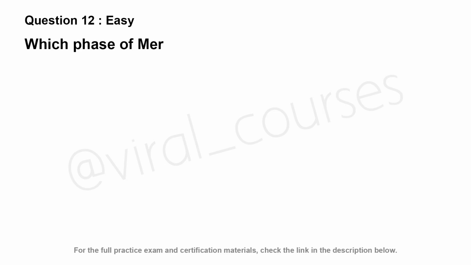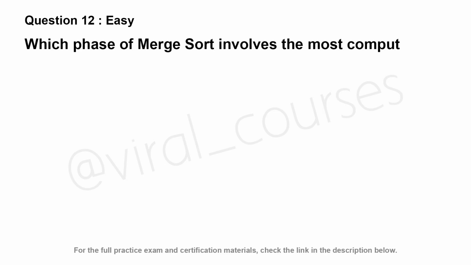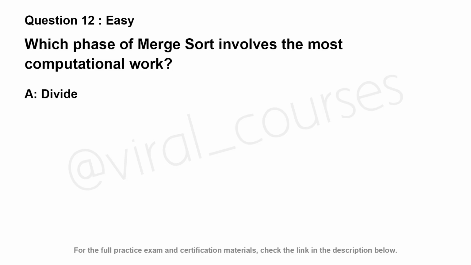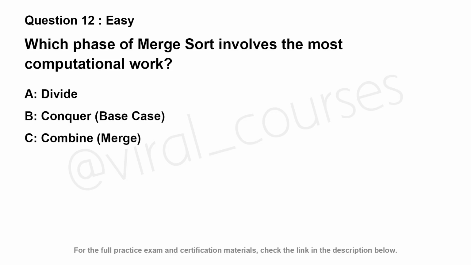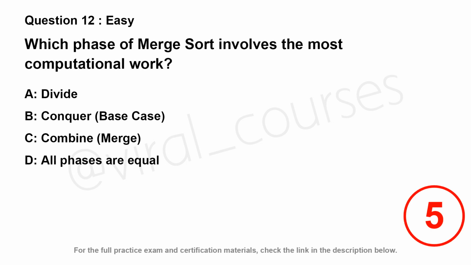Which phase of merge sort involves the most computational work? Option A, divide. Option B, conquer, base case. Option C, combine, merge. Option D, all phases are equal.